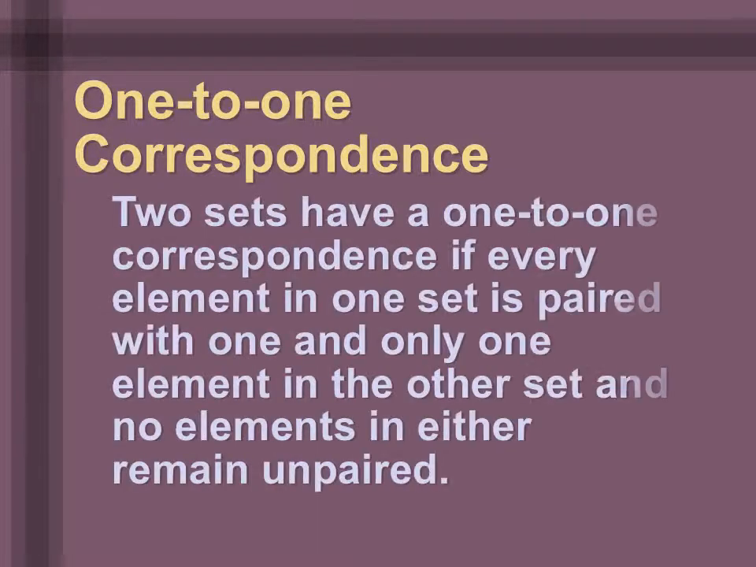So in math, the definition for one-to-one correspondence is two sets, okay? Remember when we talked about sets? Two sets have a one-to-one correspondence if every element in one set is paired with one and only one element in the other set, and no elements in either set remain unpaired. So every element has a partner from the other set, and only one partner from the other set.